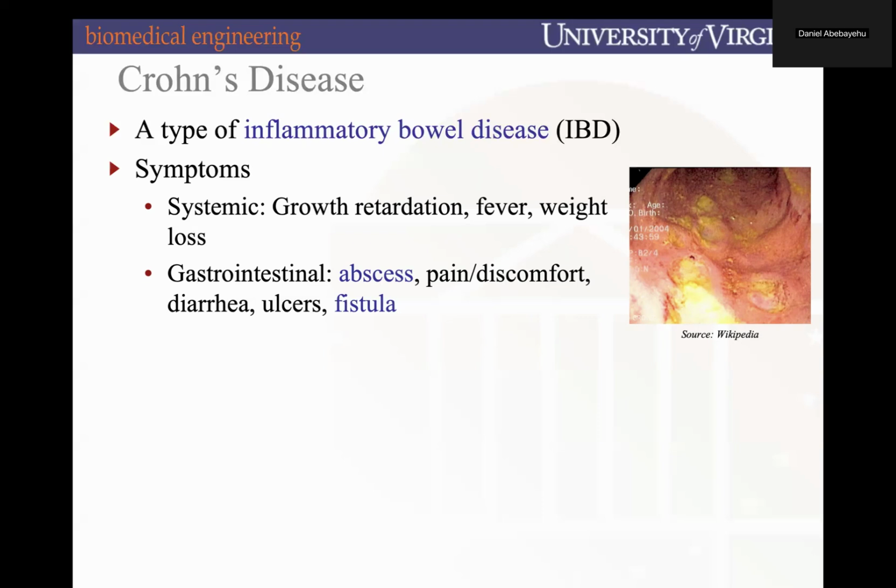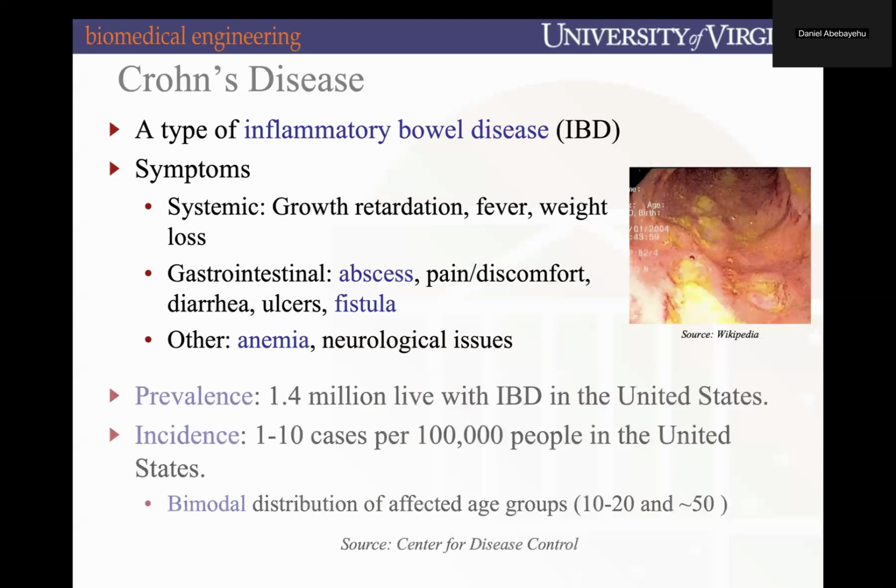A fistula is a connecting gap between two body cavities. And so two of the most common fistulas that show up within Crohn's disease are a fistula or a hole between the GI tract and the rectum or the GI tract and the vagina. And so these fistulas can lead to really deleterious outcomes in patients with Crohn's disease. As you can imagine, because of the issues with infection, it can lead to anemia as well as some neurological issues as well.